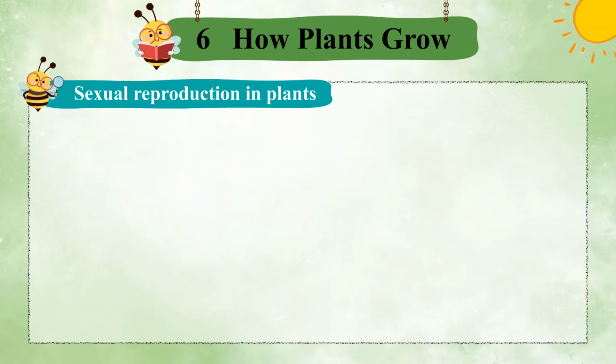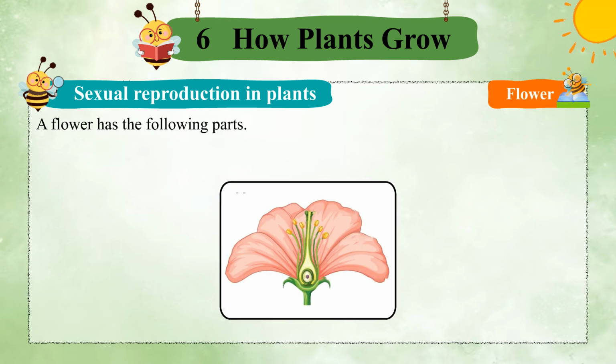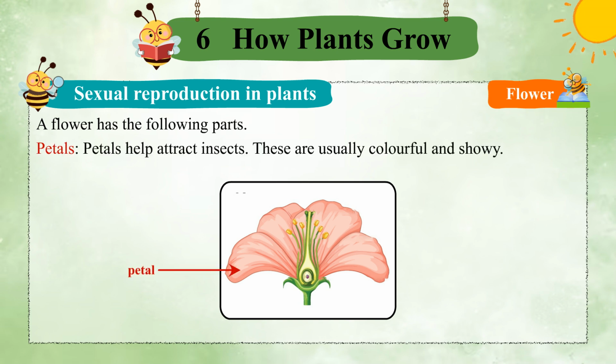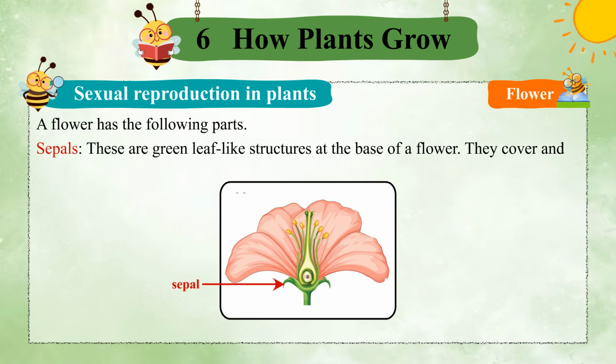Sexual reproduction in plants. Flower. A flower has the following parts. Petals. Petals help attract insects. These are usually colorful and showy. Sepals. These are green leaf-like structures at the base of a flower. They cover and protect the bud of a flower.